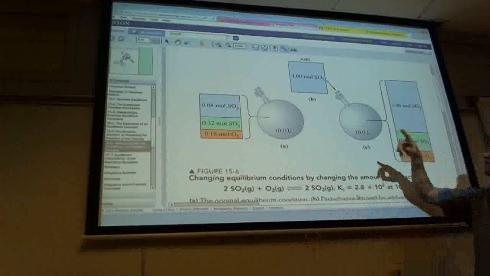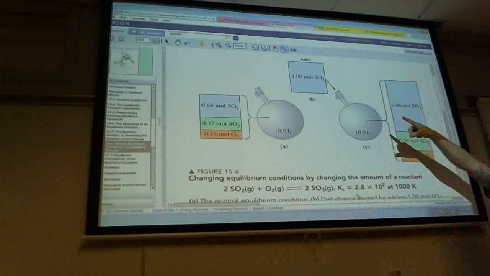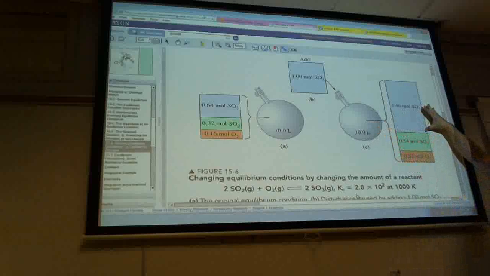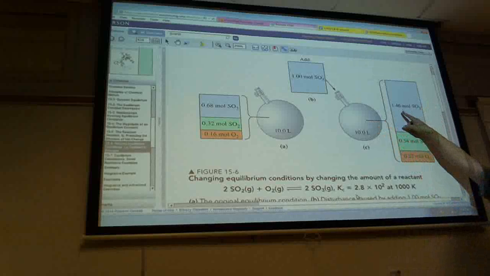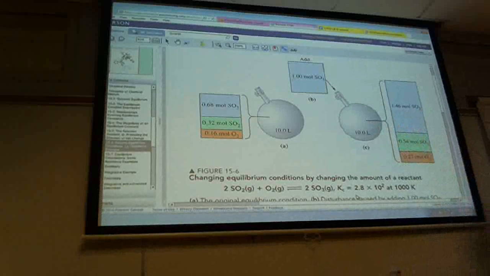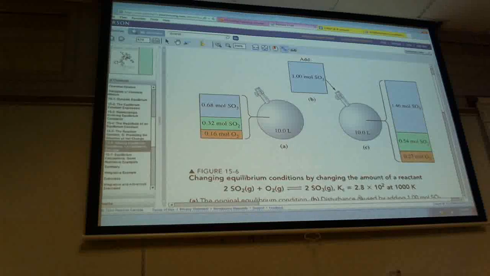We can see here, we start off with 1.68 moles of SO3. There's a shift to decrease the amount of product. It goes down to 1.46 and reestablishes equilibrium here. This is an example of Le Chatelier's principle. We can summarize it like this.